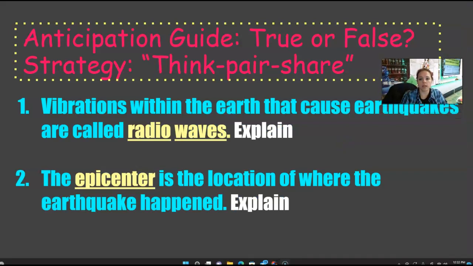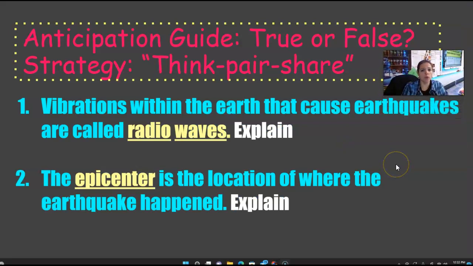All right, so we're going to go to the anticipation guide, which should be pink. Second side on page 3. You're going to answer on the right-hand side. Vibrations within the earth that cause earthquakes are called radio waves. True or false? The epicenter is the location of where the earthquakes happen. True or false? Remember, if you don't know it, it's okay. We're going to learn about it.